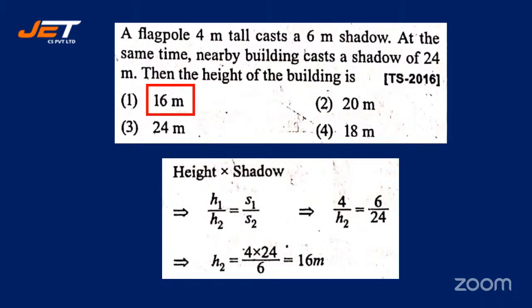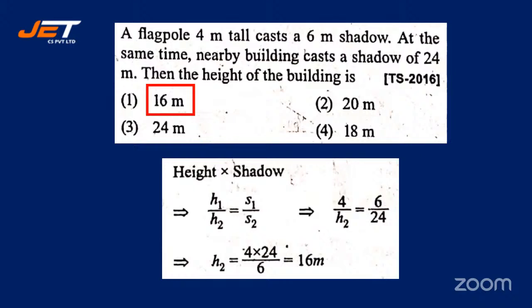Okay, so that is a flagpole 4 meter tall and 6 meter shadow. So for 4 meter, the shadow is 6 meter. Okay, so they're asking if the shadow is 24 meter, what is the height? So it is H1 by H2 is equal to S1 by S2. H is height, S is shadow. So H1 by H2 is equal to S1 by S2. What is H1? It is 4 meter by H2, which is what we have to find out, right?